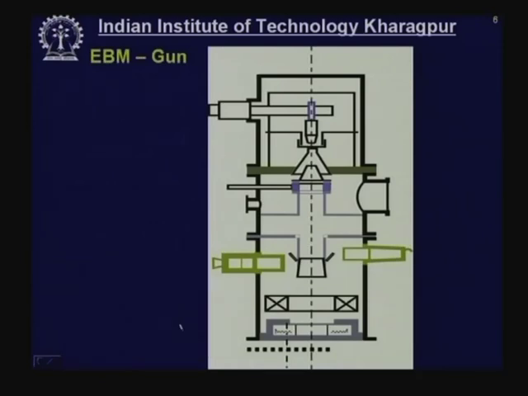Now, electron beam gun first and foremost operates under vacuum. So, this whole structure, whatever has been shown, this whole structure is under vacuum. This particular part is my cathode. This cathode is made up of either tungsten or tantalum. These are filament type cathodes.